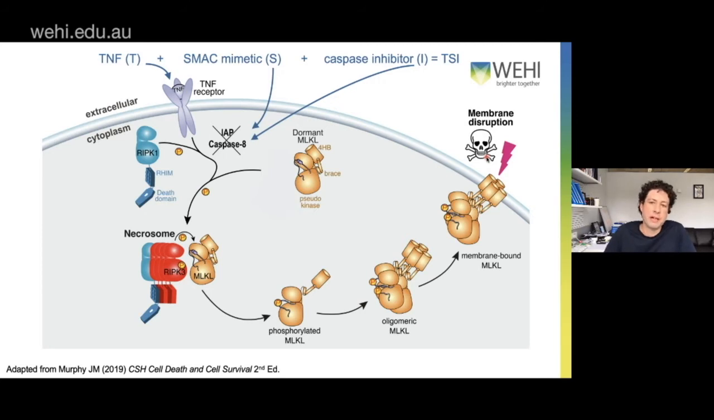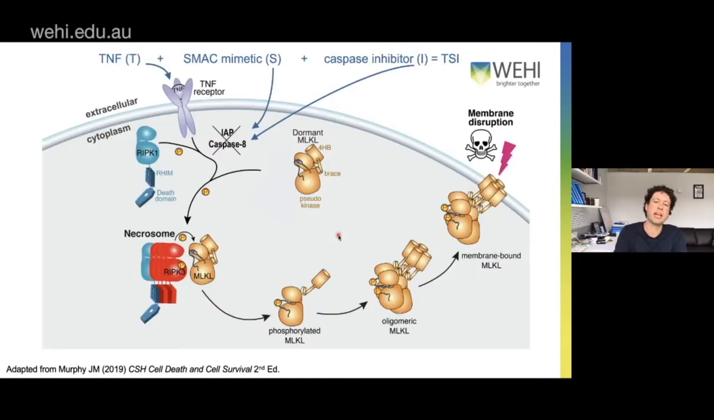To induce this pathway in the lab, we use a cocktail of drugs, or necroptotic stimuli, that I'll refer to today as TSI, and that's TNF, Smac mimetic to reduce the levels or activities of the IAP family, and the caspase inhibitor emricasan, which I'll refer to as I, so TSI. And when you do that, you get canonical activation of this pathway.